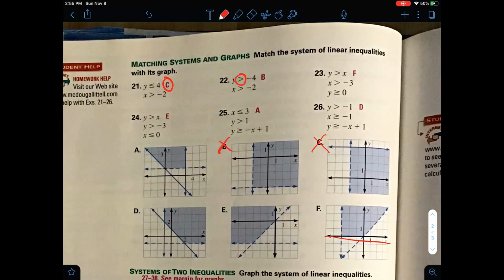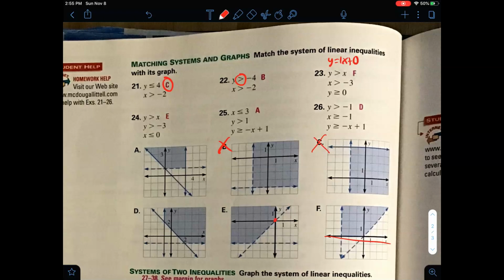So there's our solution. 23, y is greater than x. That's going to be a diagonal line, a 45-degree angle, through the line y equals 1x plus 0. So you start at (0, 0) and have a diagonal line going up 1, right 1.